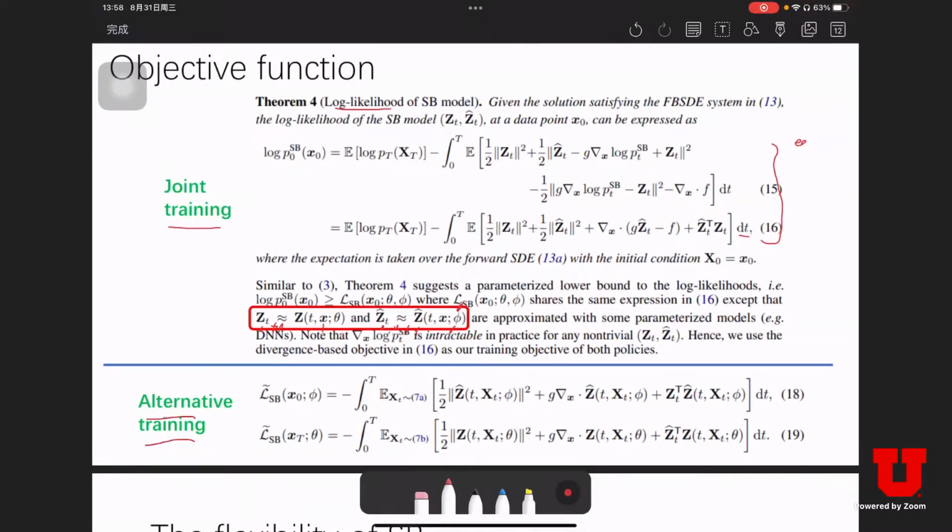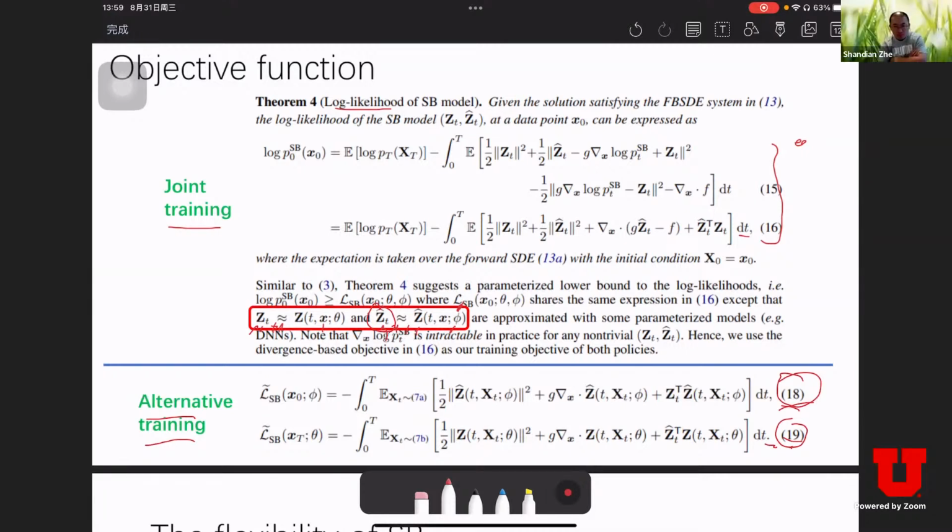I mean, the policy about the forward and backward SDE, or you can call it the diffusion term, is learned by these two loss functions, and you alternately train them. This means you first fix the backward SDE with the term decided by the Z hat policy. You optimize the loss function 18 and get a new ZT, I mean a new forward SDE. And based on the new forward SDE and the loss function 19, you train and optimize the backward policy about the ZT here, and you are done.